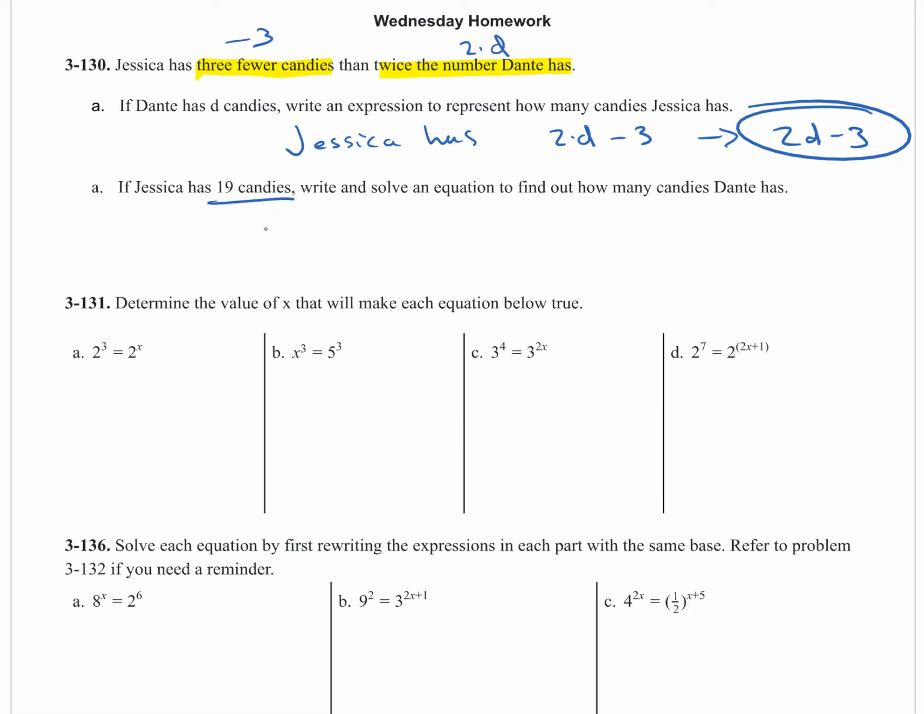So that should be 19. 2D minus 3 should be 19. I'll let you solve. Find out how many candies Dante has. Solve for D. Dante has D candies. Make D alone.